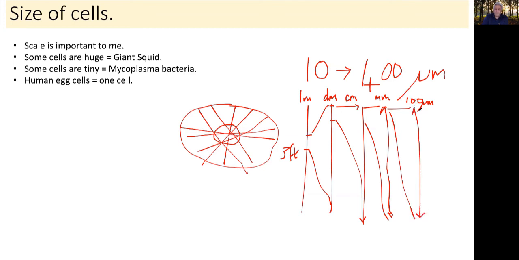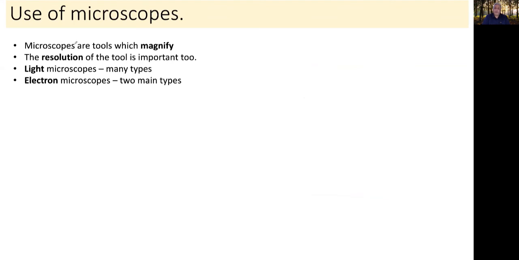That means you can see some of these cells, but there's not many cells that big in the human body. Most cells are smaller than 100 micrometers, just beyond the resolution of your eye. So that's where we are. Scale is very important, so remember that, please.